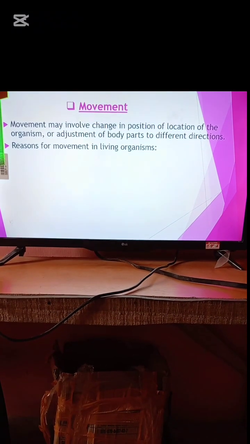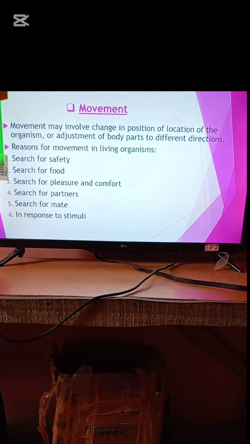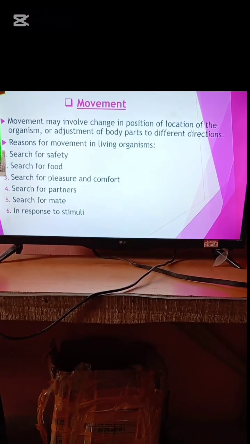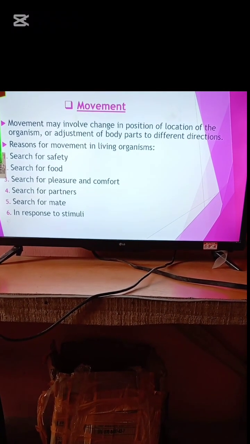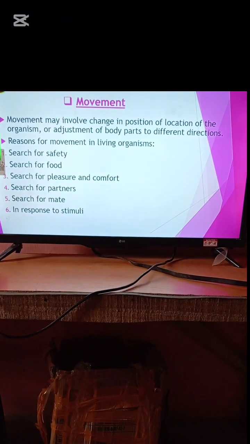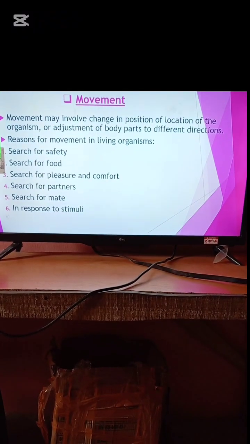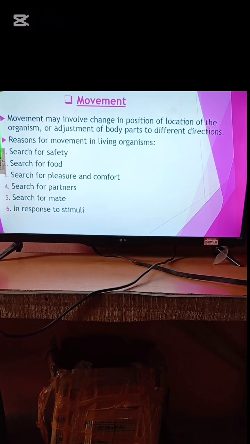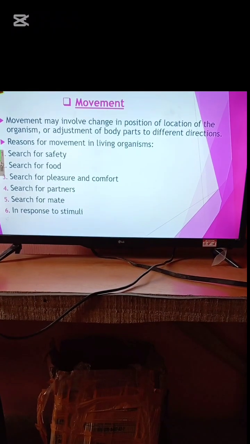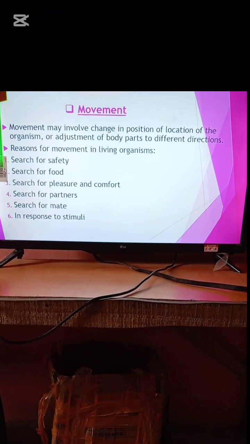Then the reasons why organisms move: number one, to search for safety; number two, to search for food; number three, to search for pleasure and comfort; number four, to search for partners; number five, to search for mates; number six, in response to stimuli. So these are the common reasons why organisms move.